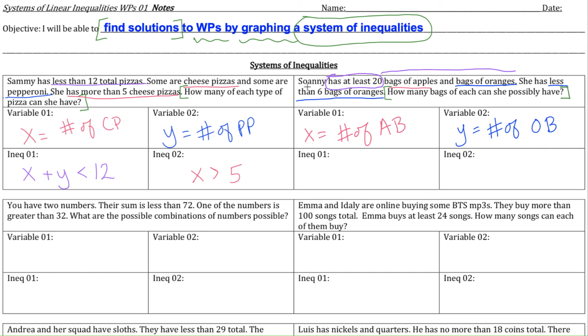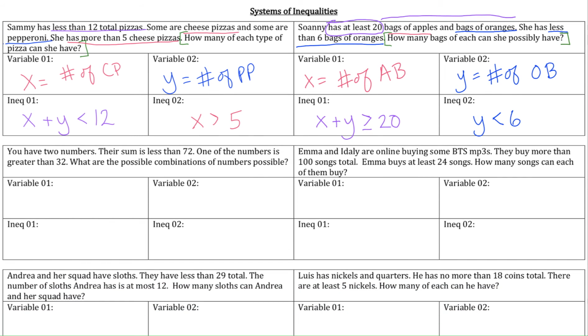It says right here, Sawani has at least 20 total bags. So if you combine the number of bags of apples and bags of oranges, it will be at least 20. At least 20 means more than 20, but it can be 20. And it says she has less than 6 bags of oranges. Bags of oranges are Y. They need to be less than 6. Okay, not too bad.